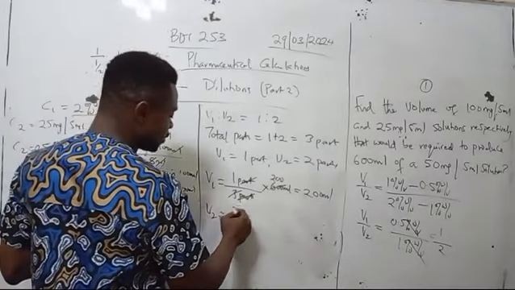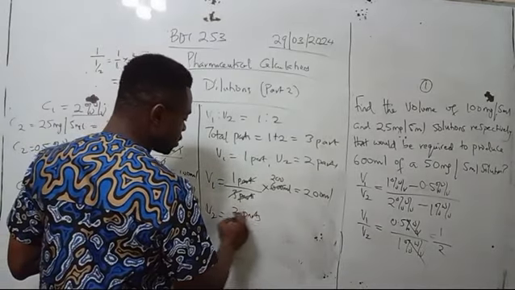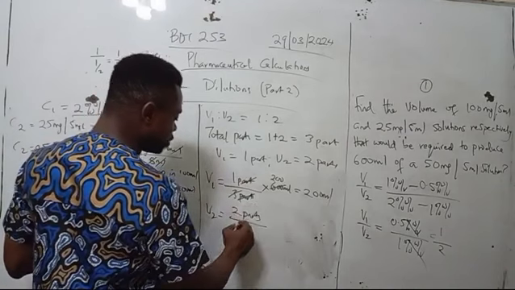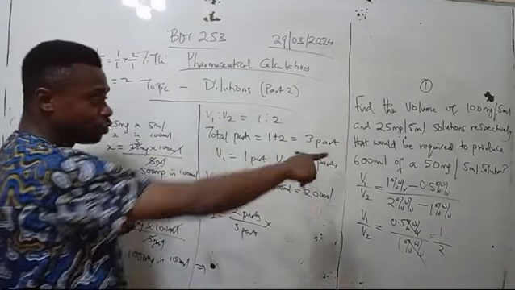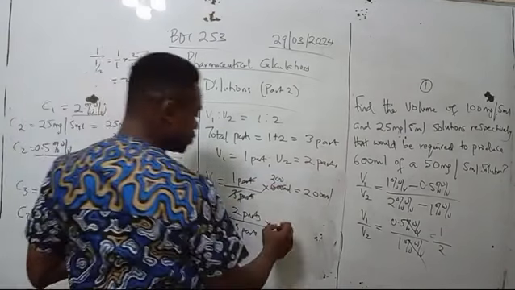Let's check. If you combine the two volumes, 200 ml for the first solution plus 400 ml for the second solution will give you 600 ml, the volume of the final solution produced. So the answer to this question is this: the volume of the 100 milligram per 5 ml solution is 200 ml, while the volume of the 25 milligram per 5 ml solution is 400 ml. That's the answer to the question.